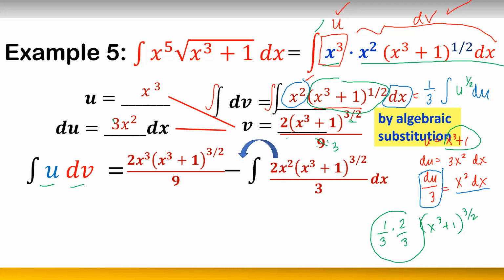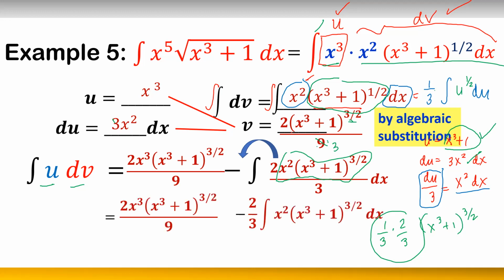Tapos, anong mangyayari? Ayun na naman, ano? Same form. May x squared ka, tapos may x cubed plus 1 to the 3/2. So, same, ano? Ito pa rin yung ililet u mo. Tapos, ang du mo, ganun pa rin. The du over 3 will be x squared dx. Okay? So, ayan. So, bali lalabas.